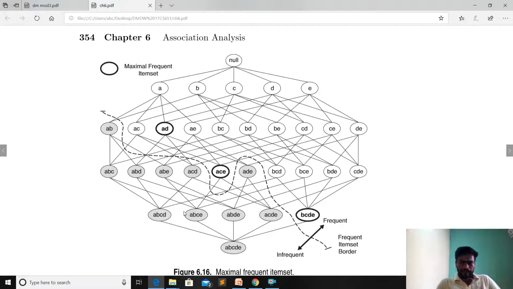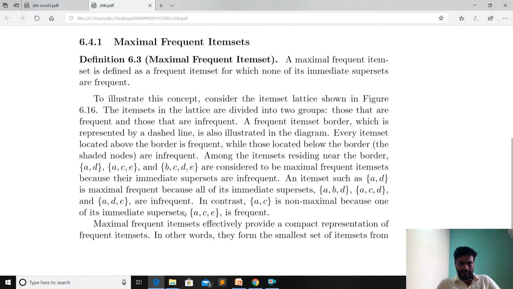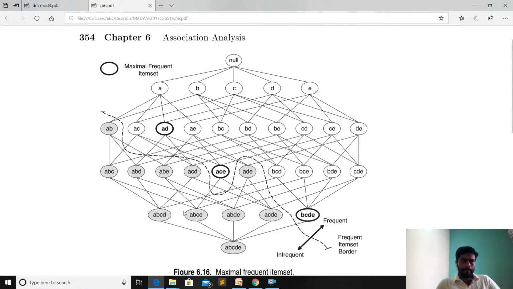Now consider if AB is a non-frequent item set. Then wherever it is involved, in ABC, ABD, ABE, ACD, ADE, ABCD, ABCE, ABDE, ACDE, all of these are infrequent item sets.